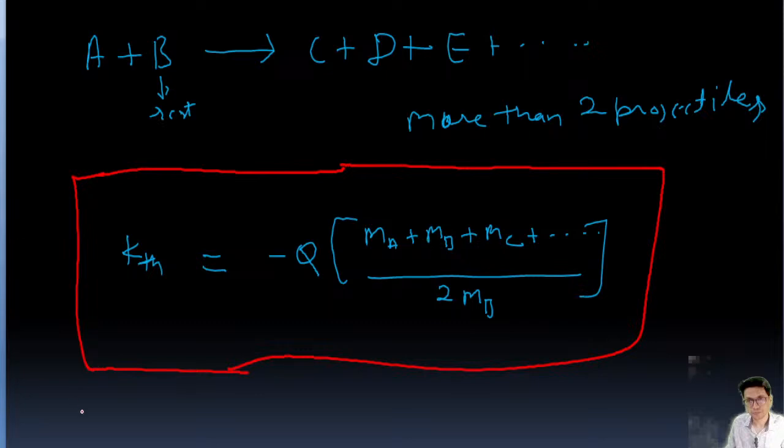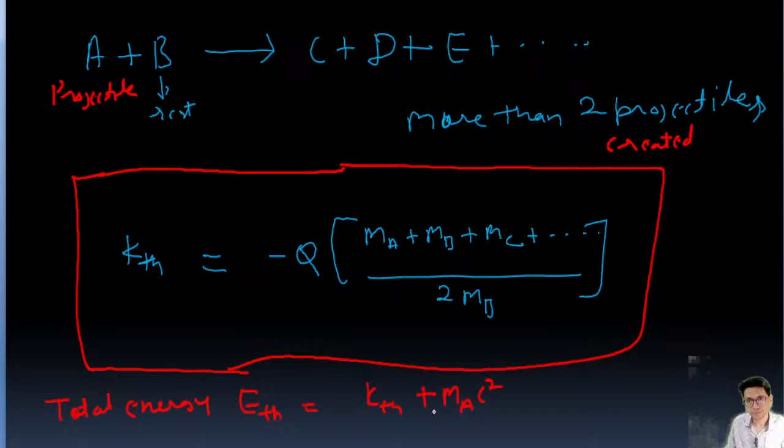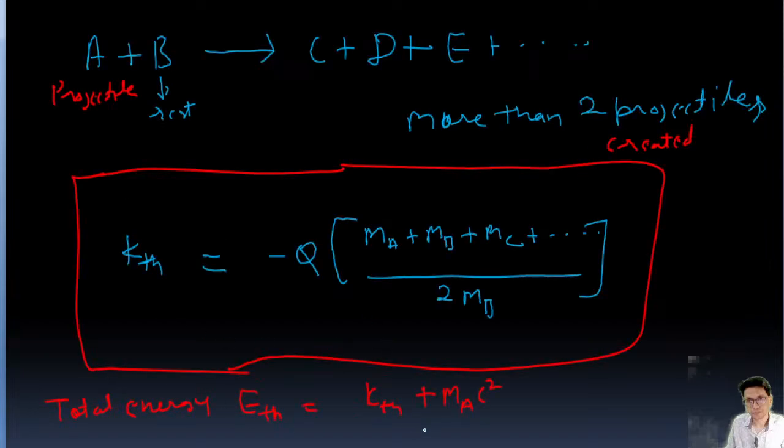This is important. And now next is the total energy of the particle when more than two projectiles are created. So the total energy, we'll write ETH, is going to be KTH plus MA C square. MA is the rest mass of the projectile. So the total energy is KTH plus MA C square.